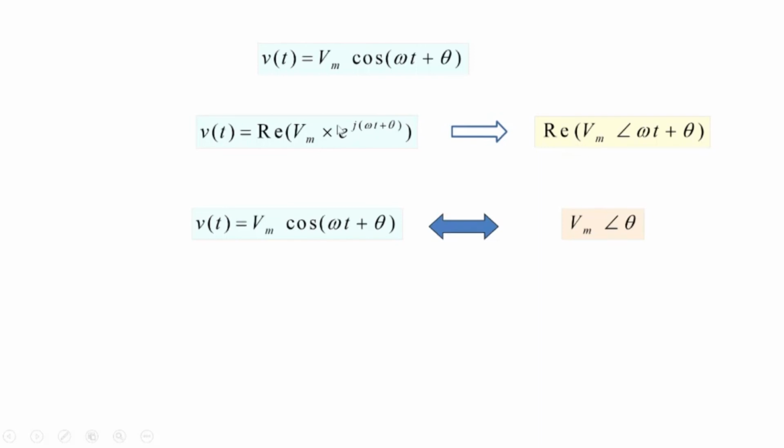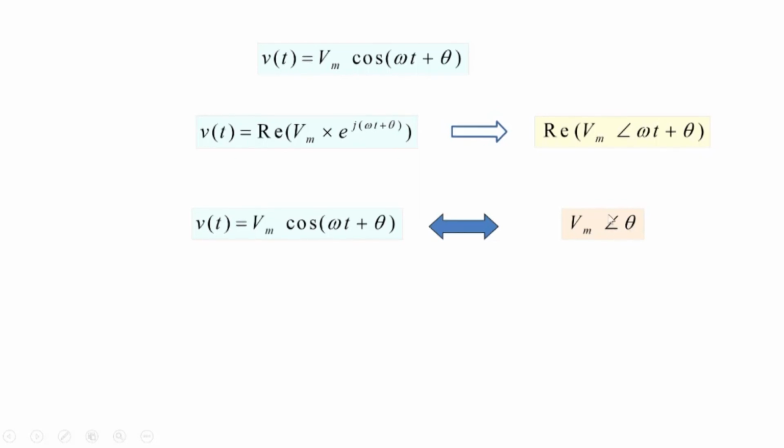So that's a short form for representation of this. Because omega t is there in every term, we forget about it again in the intermediate steps, and we only look at Vm angle theta here. Right, so if we work with this Vm angle theta, there's nothing but a complex variable here.